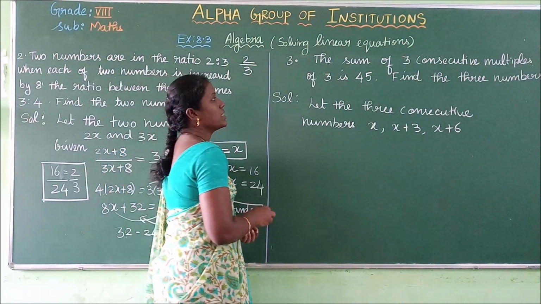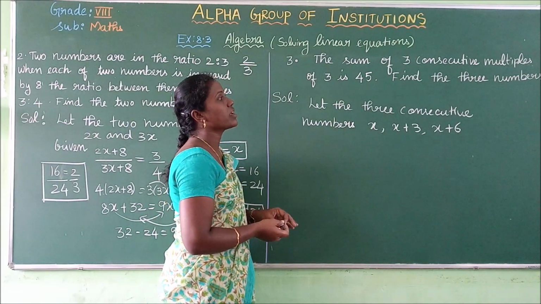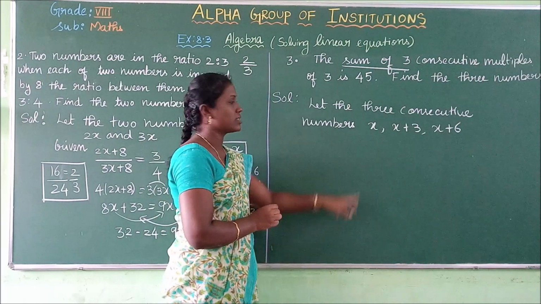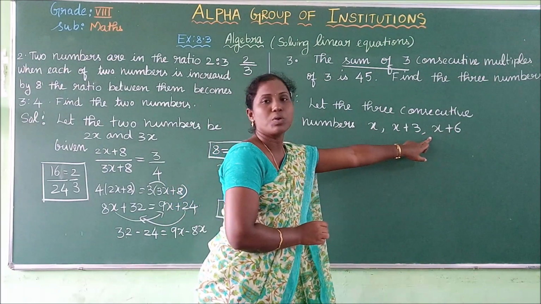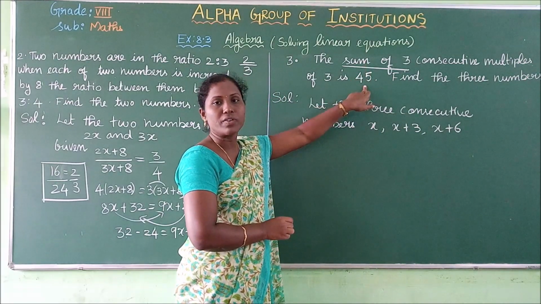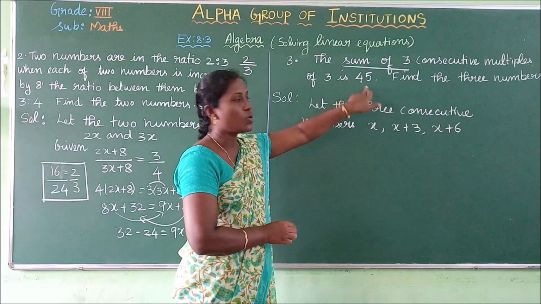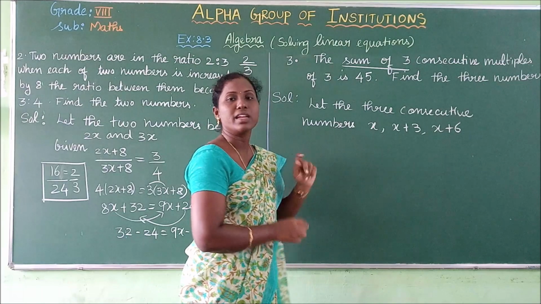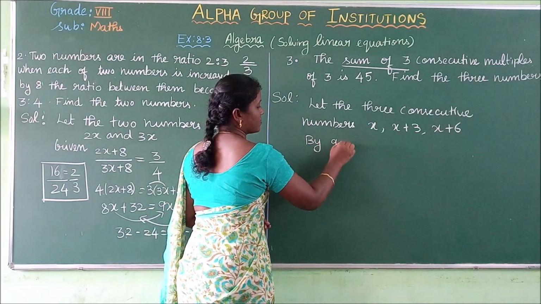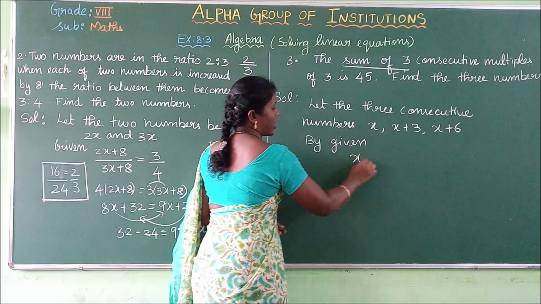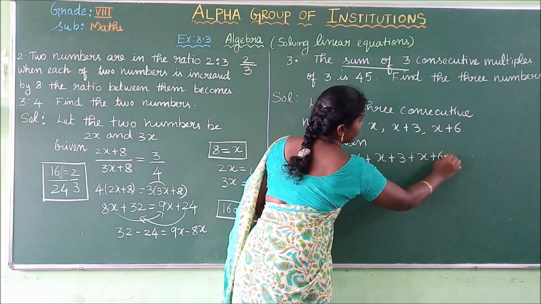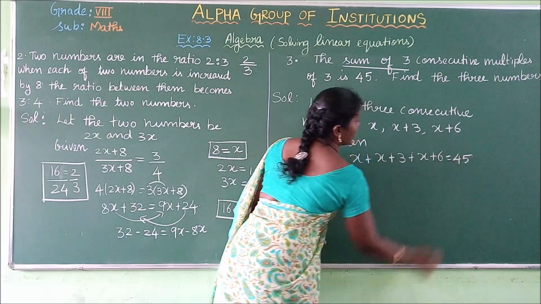Now, what is the condition given here? The sum of three consecutive multiples. The sum means we have to add the three numbers, and the sum is equal to 45. That is the condition given here. So by the given condition, we add: x plus x plus 3 plus x plus 6 is equal to 45.